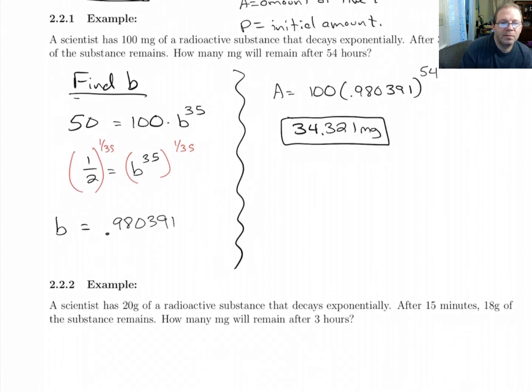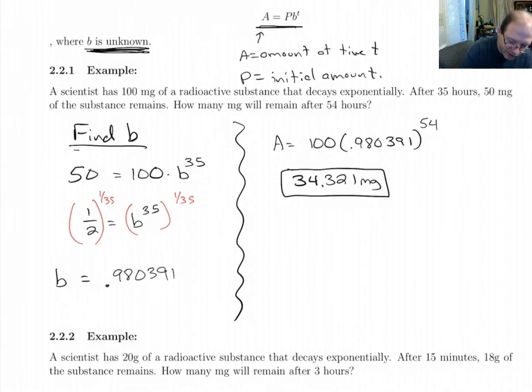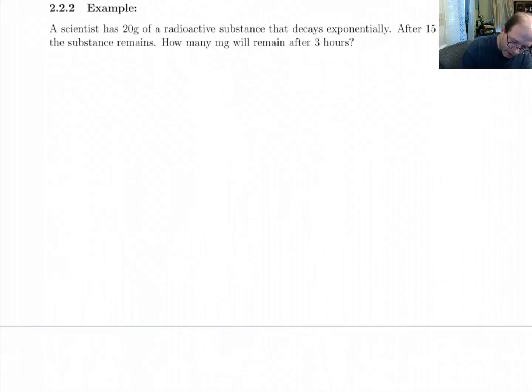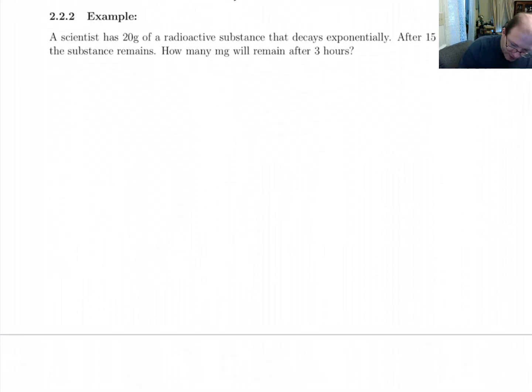And notice this one kind of set us up. It gave us 100 milligrams, then it said after 35 hours, 50 milligrams were left. So 35 is the half-life of this stuff. Now, this next example, they give us different values, but it doesn't matter. It works the same way.